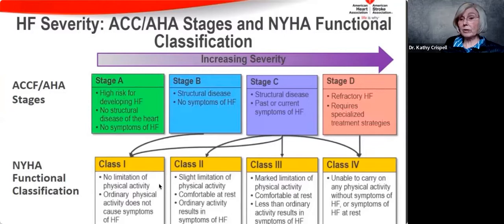And they can move back and forth depending upon how their symptoms are and how we adjust their treatments. And stage D, these are the people that are the sickest, and they basically have what we call refractory heart failure despite being on optimal therapies. And they most commonly have class 4, and sometimes class 3 symptoms, okay? So that's how we use the stages and the functional classes together to help determine best therapies.